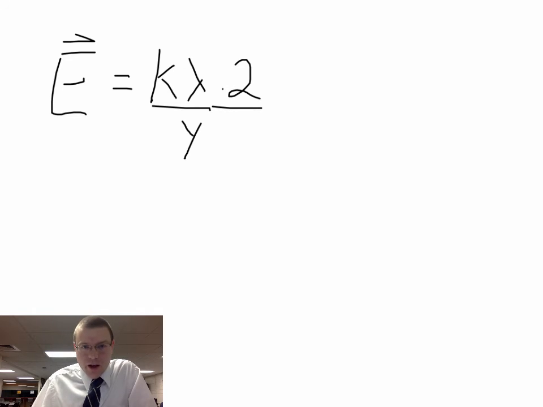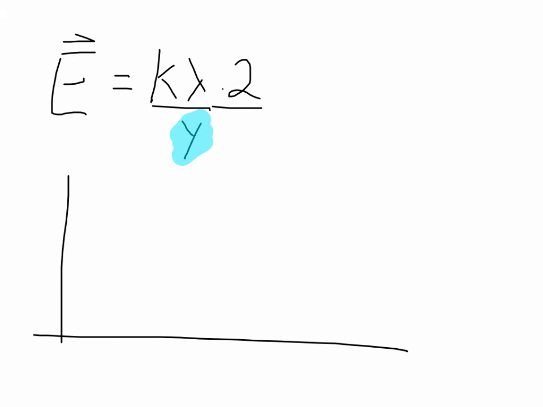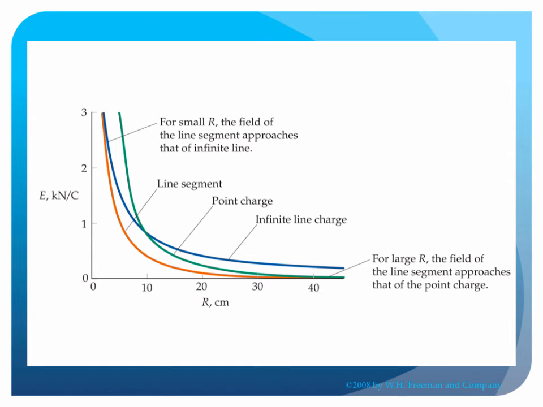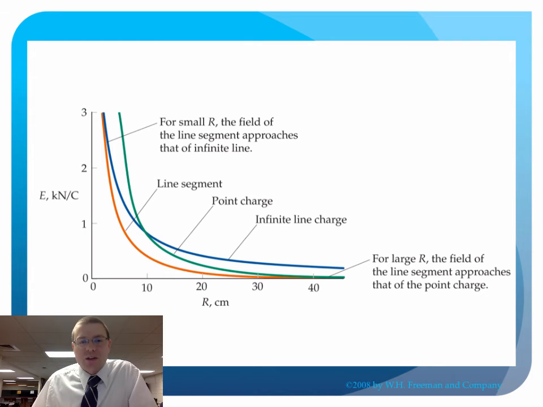And if you look at the top there, everything is constant, the lambda, the k, and 2. So really, the electric field strength dies off by a 1 over y relationship. So when you are near an infinite line of charge, it has a strong electric field very close, but as you start getting further and further away, the electric field will die off as a 1 over y relationship. So there they're showing you point charges versus line segments versus infinite line. You can see a point charge has a much steeper slope. That is a 1 over r squared. Well, the infinite line is just a 1 over r relationship.